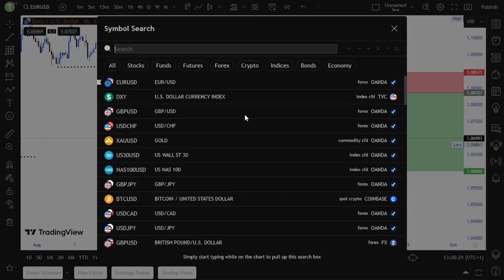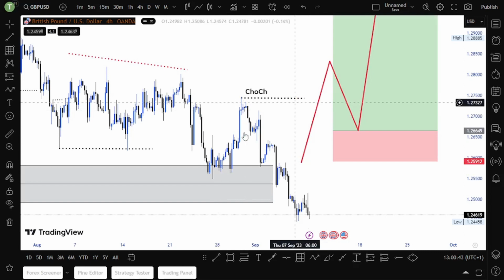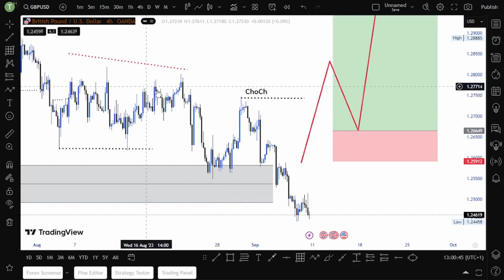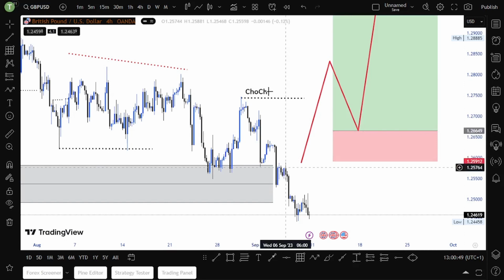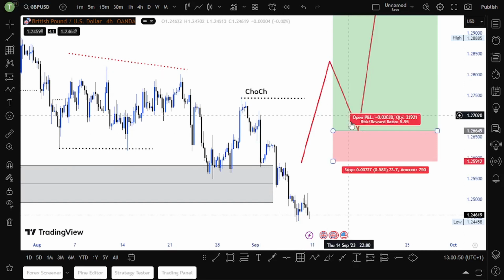Now let's look at the GBP USD. Looking at GBP USD, as you can see, I thought we could get a change of character, and then price moves down to retest, and then we buy, but that didn't happen, guys.